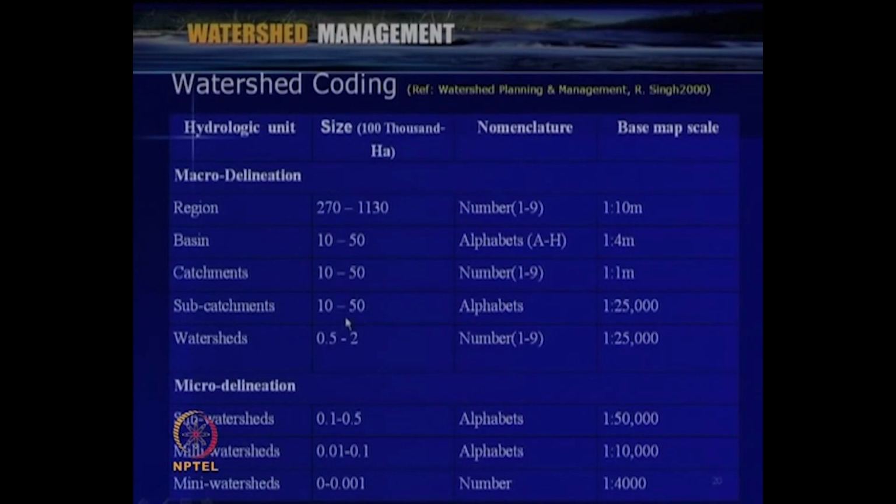So, sub catchments 10 to 50, and then alphabets we can utilize. So, the scale can be 1 is to 25,000, and then watershed it can vary from 0.5 to 2, 100,000 hectare, and the number can be 1 to 9. Then the base map scale can be 1:25,000. So, then if we are going for micro delineation, we can have sub watersheds, milli watersheds or mini watersheds. So, the area is described here, and then we can use alphabets or numbers, and the scales are also mentioned in this table.